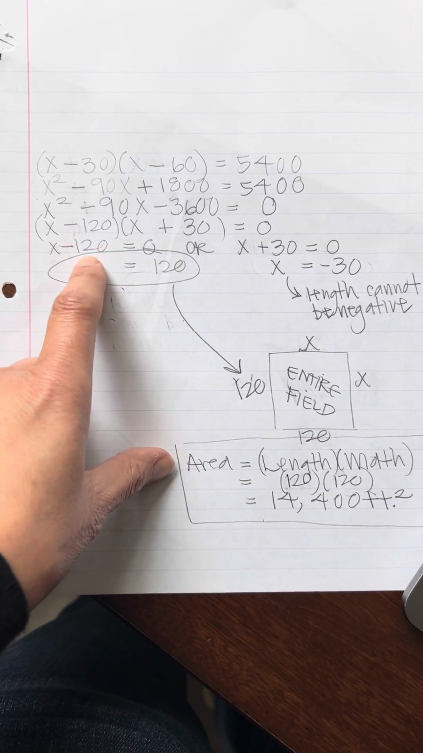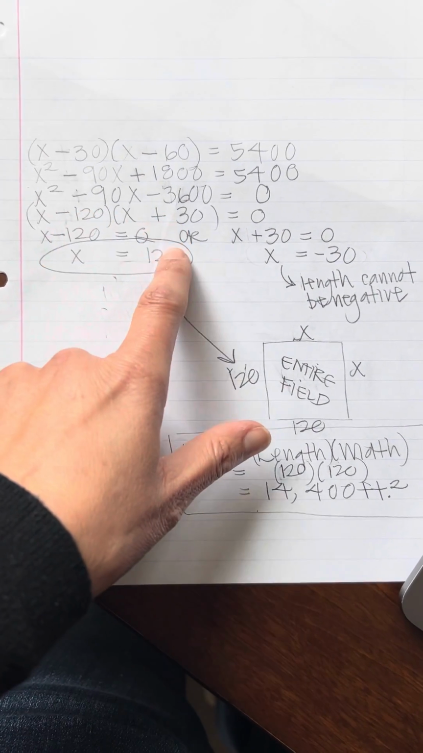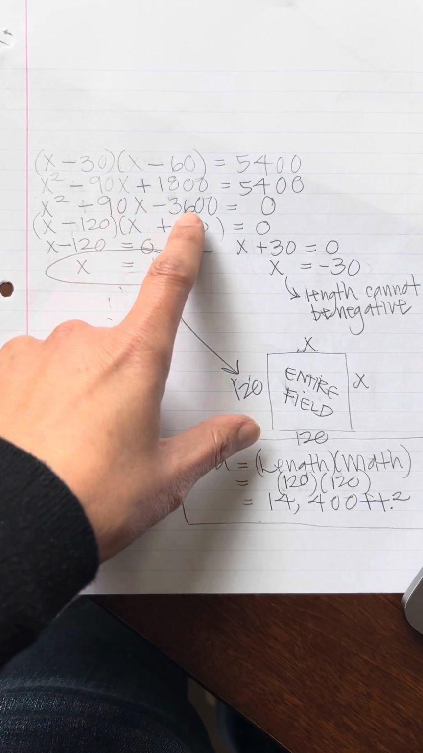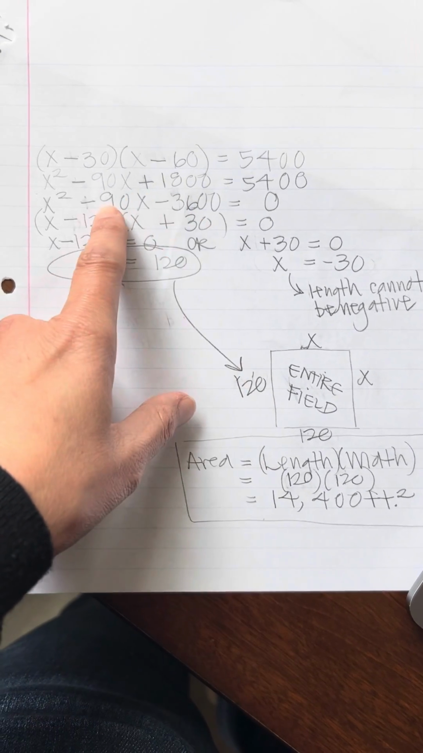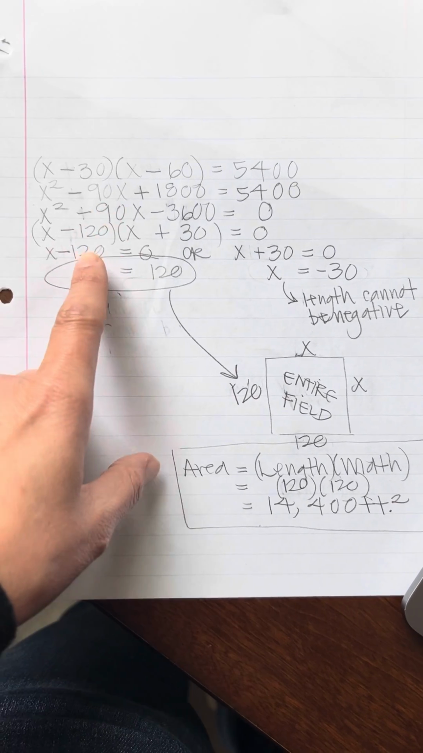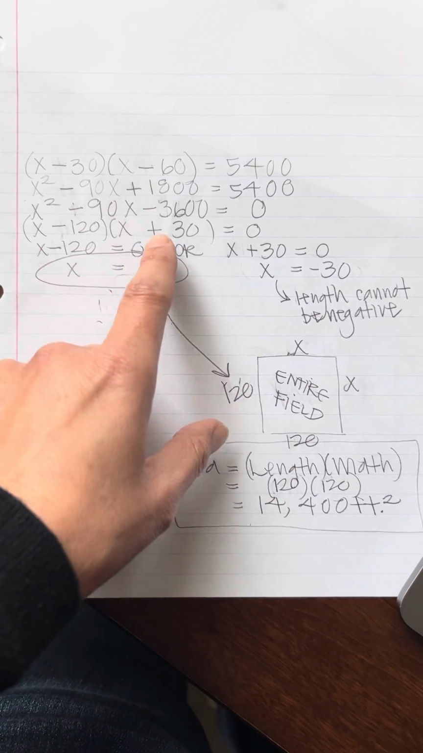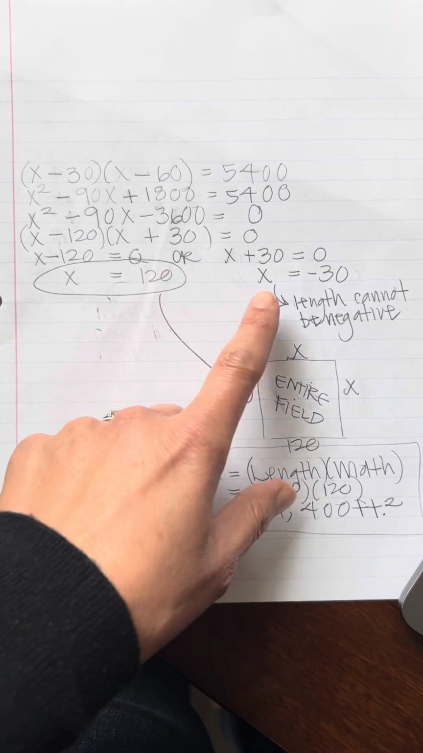So that's why in this next step, once we have our two factors, that'll multiply to negative 3,600 but add to negative 90x, you're going to set each individual factor equal to 0. And then you're going to solve for x.